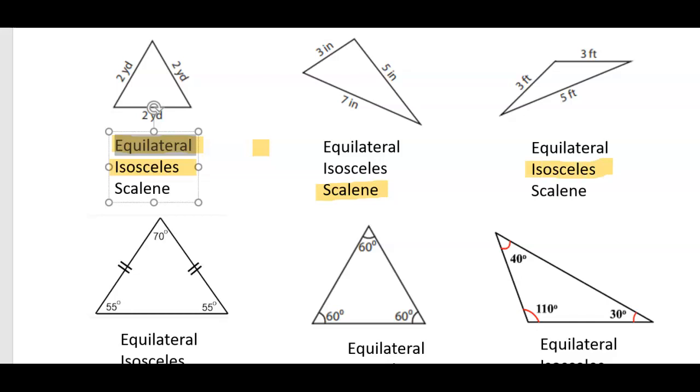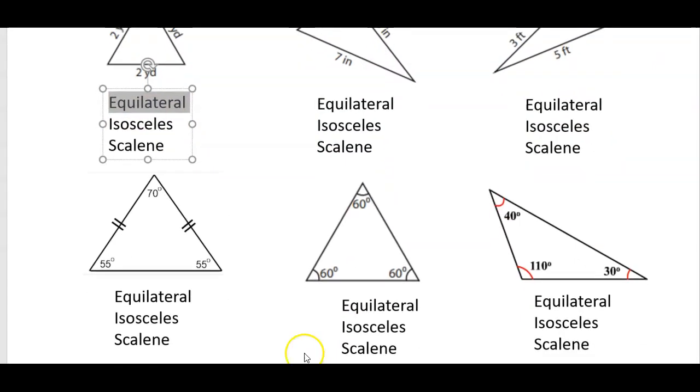All right, and if we go down to the bottom, let me move my screen down a little bit. All right, if we go down to the bottom, now we're measuring the angles. So we're going to look at the angles and we're going to use the angle measures to help us classify each of these. So the first one, we have angle measures 55, 55, and 70. Well, at least 2 of them are equal, so that makes it an isosceles. Not all of them are the same, so it's not equilateral.